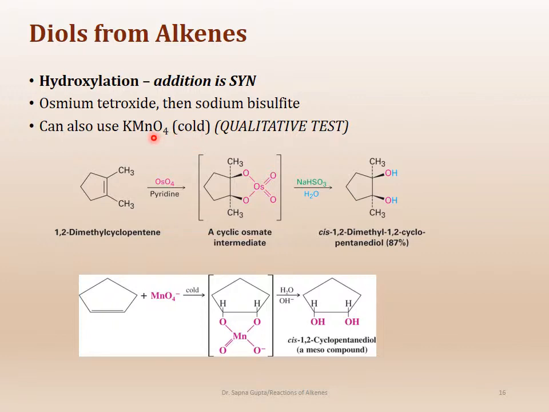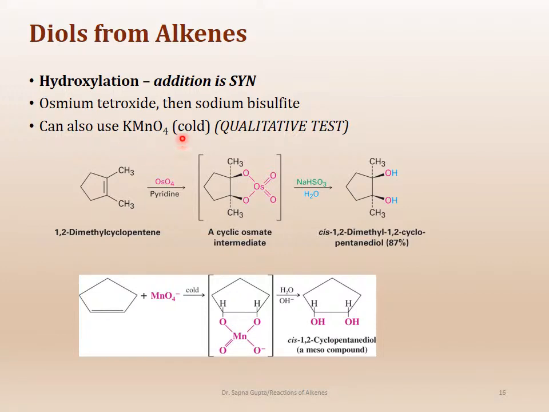Potassium permanganate is a very powerful oxidizing agent, and it has to be used very carefully. The only thing about potassium permanganate that is better than osmium tetroxide is that it's cheap. Osmium tetroxide is a precious metal and it's a very expensive reagent. It's also a very toxic reagent.